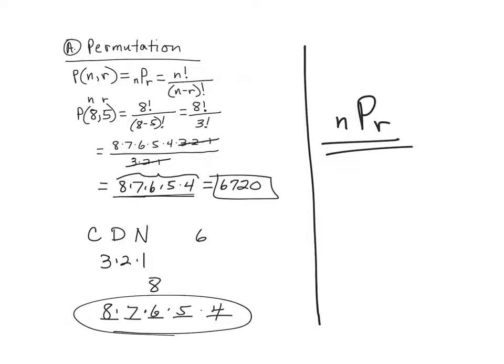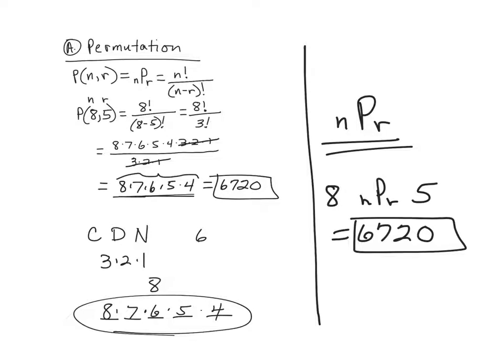You're going to punch the 8 in first, then the function, nPr, then the 5. Make sure you can punch that in and get 6,720. And I'll pause for a minute and let you do that.